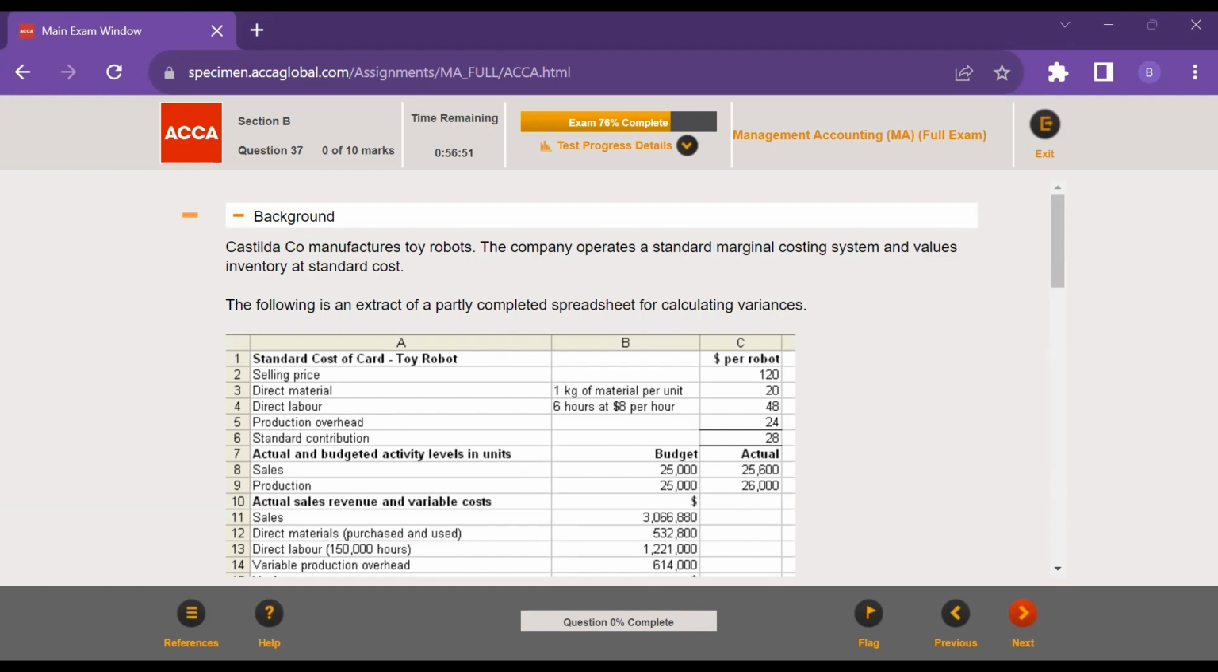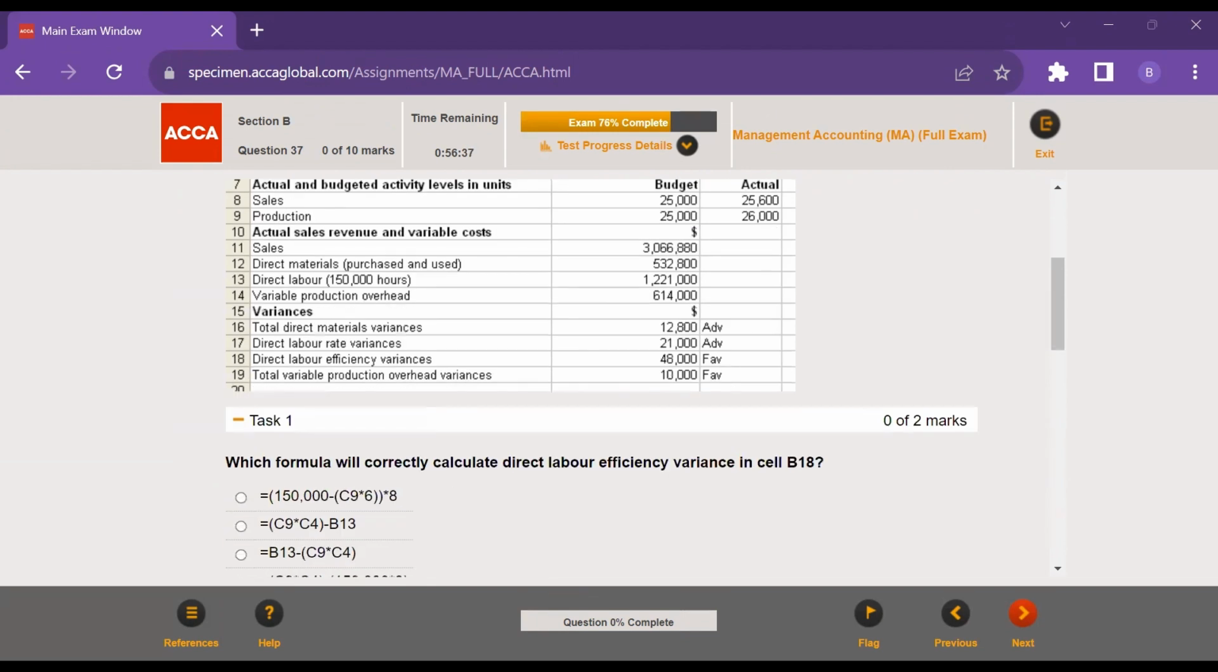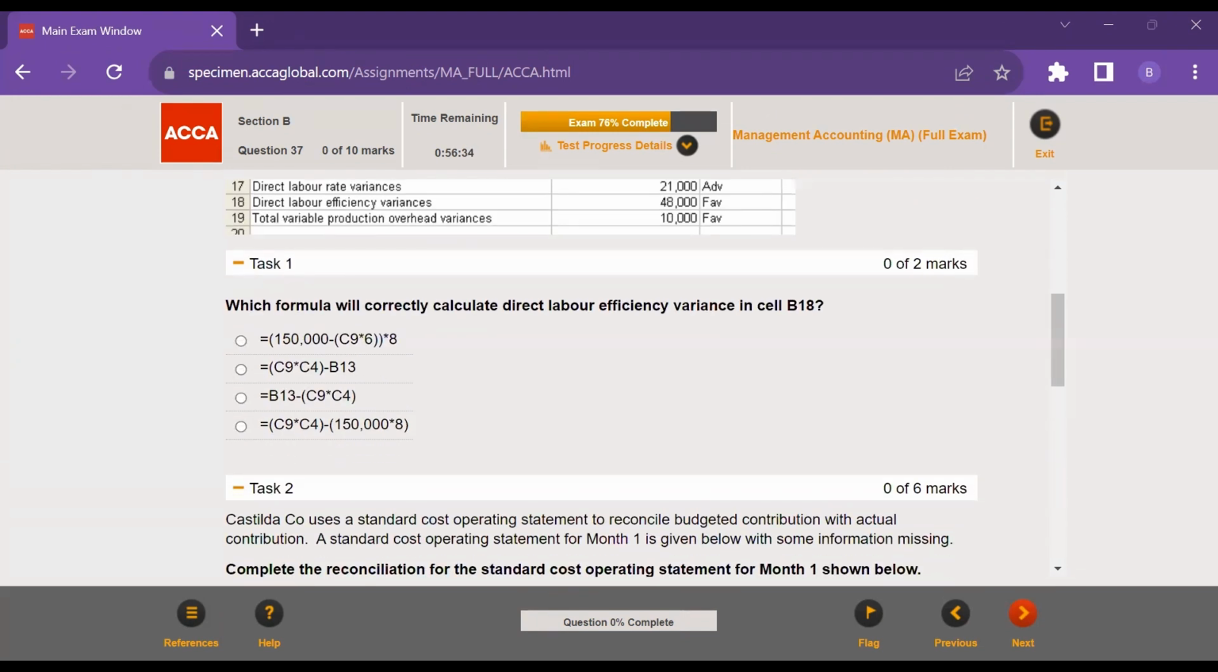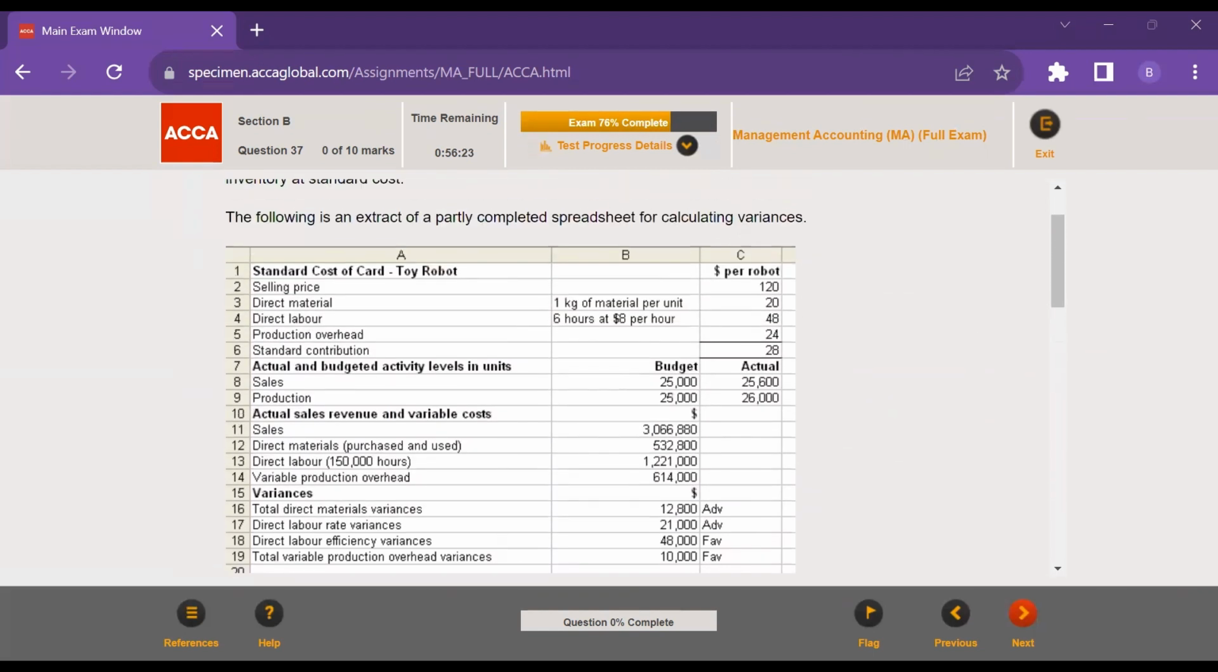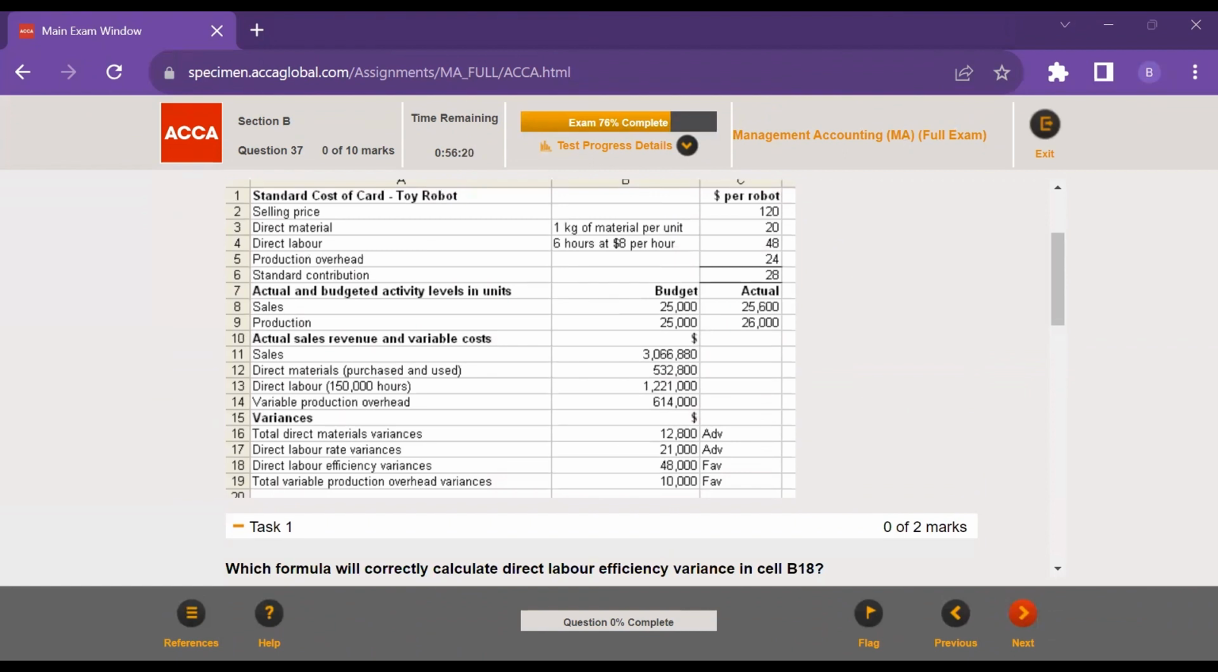Okay. So Castilda company manufactures toy robots. The company operates a standard marginal costing system and values inventory at the standard cost. So which of the following is an extract of a partly completed spreadsheet for calculating the variances? So which formula will correctly calculate the direct labor efficiency variance in your cell B18? So let's have a look. We have to find out the labor efficiency variance, and cell B18 is this cell over here.